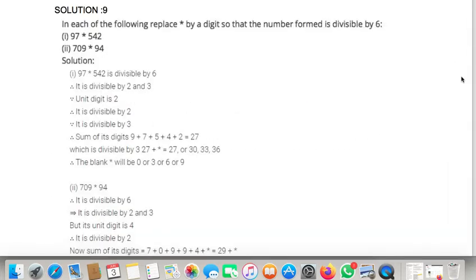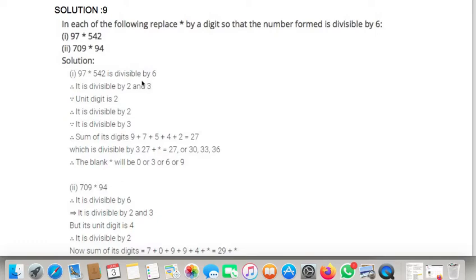Question number 9. Now it is the divisibility by 6. Let us understand properly, students, what we mean by divisibility by 6. In each of the following, again, we have to replace the star by a digit. A digit is, of course, 0 to 9 only. This should be very clear. So that the number formed is divisible by 6.